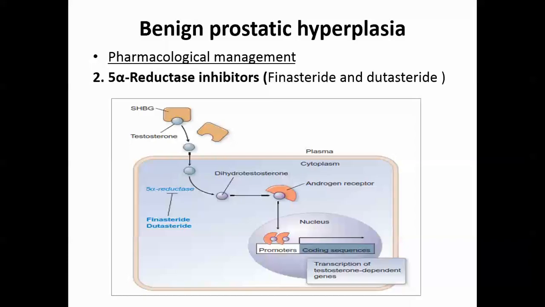The testosterone, this is testosterone, and this is the sex hormone binding globulin. Of course, this is attached, and this is outside the cells. Testosterone will enter the cell.